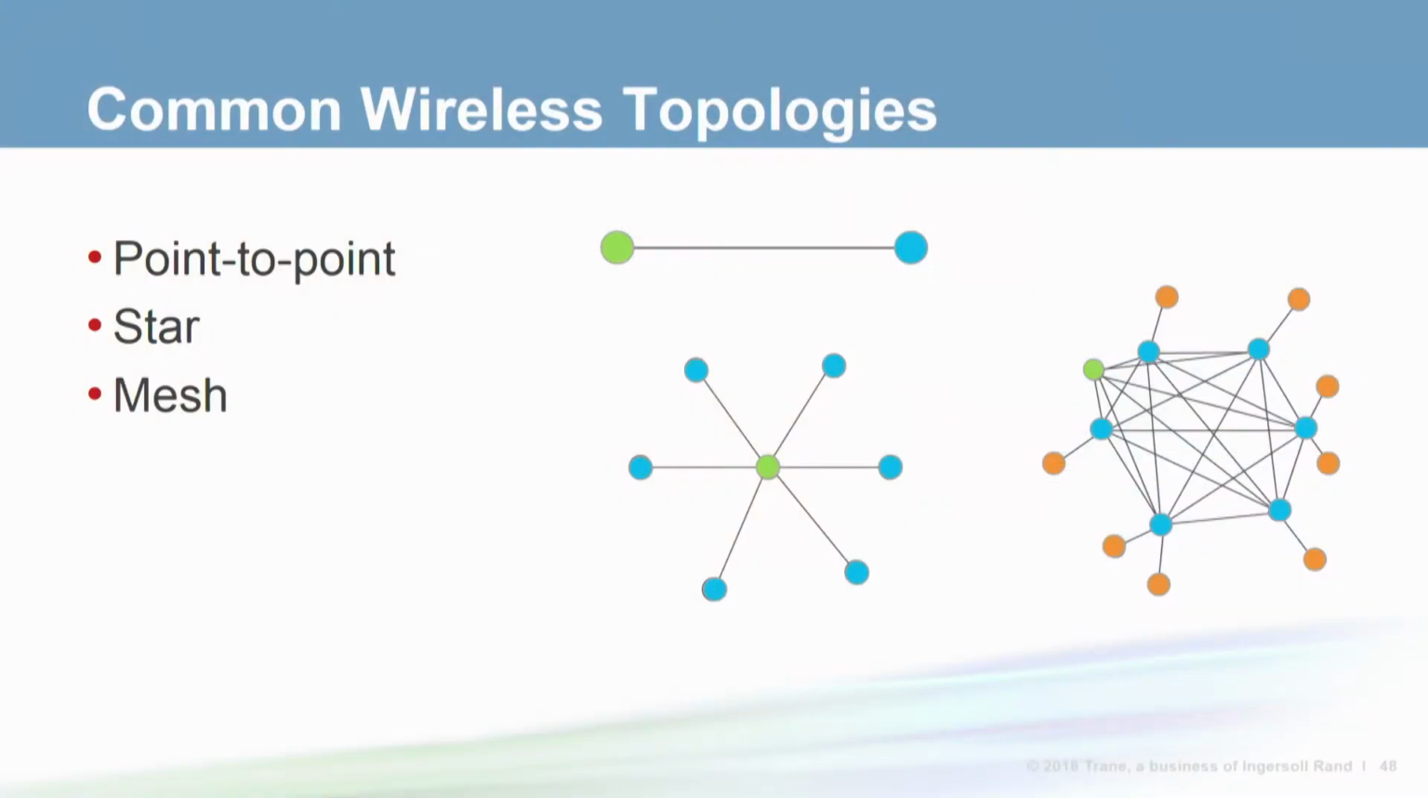Before discussing how to choose the best wireless technology for application in these different devices, I want to quickly introduce various topologies since they impact this decision. The most common wireless topologies are point-to-point, star, and mesh.